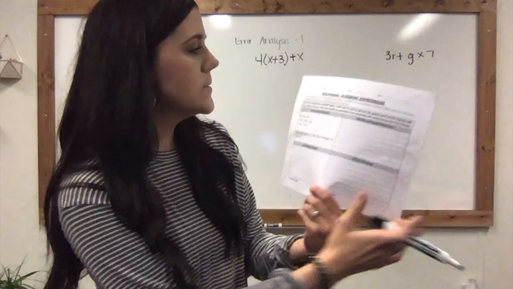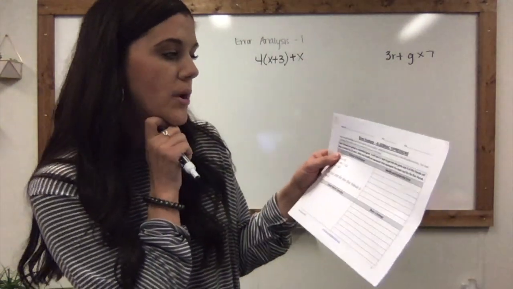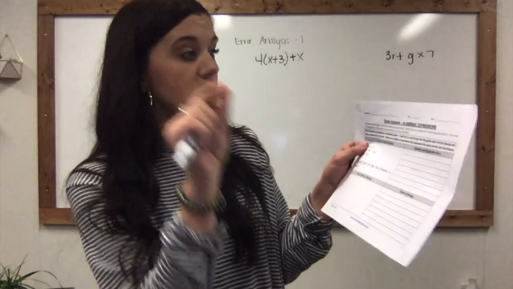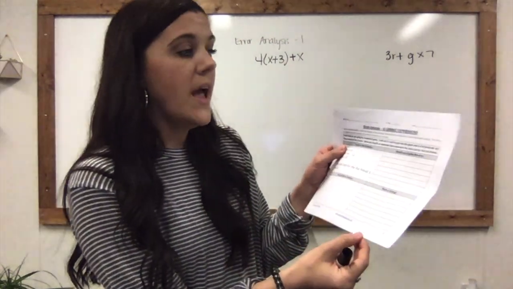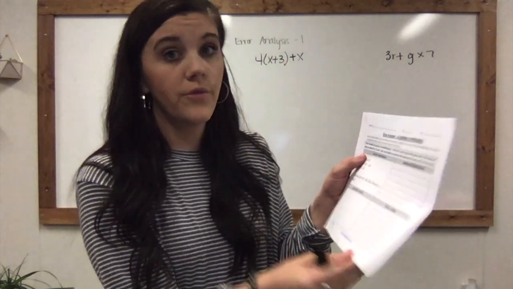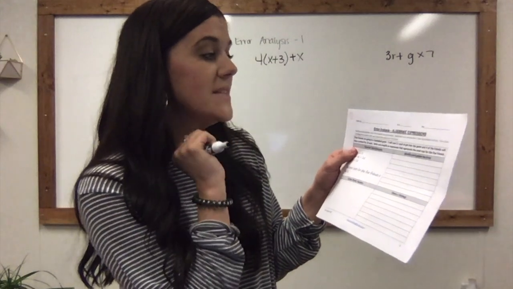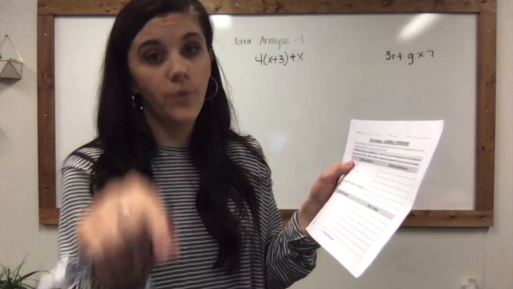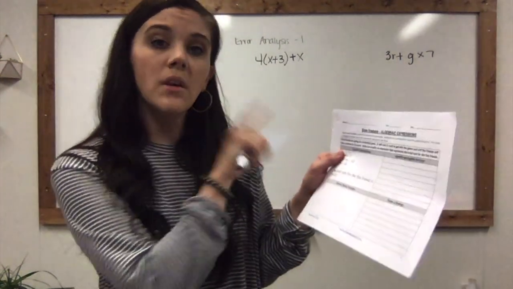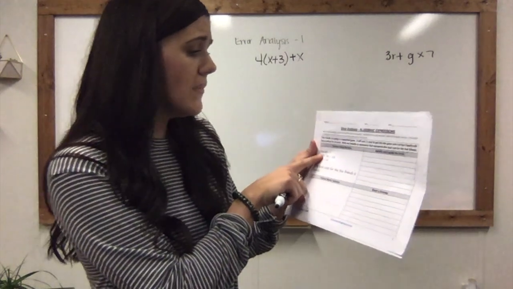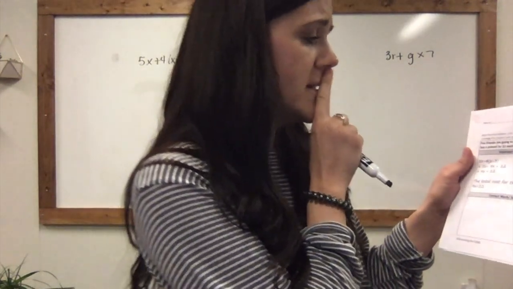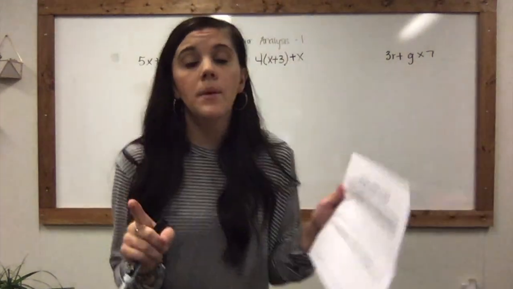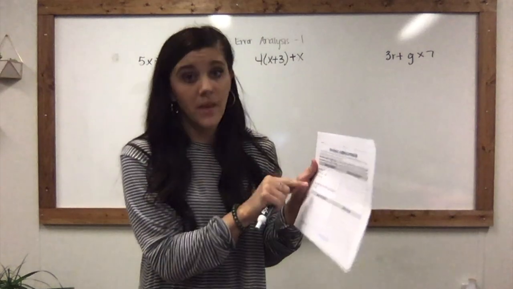Okay, so the first one says 5 friends are going to a basketball game. It'll cost x dollars for each to get into the game, and 4 of the friends will buy a pretzel for $3. Write and simplify an expression that represents the total cost for the 5 friends. So let's look at the equation that they set up. It says 5x plus 4, and in parentheses, x plus 3. So I'm going to go ahead and tell you that the equation is where they messed up on this one.